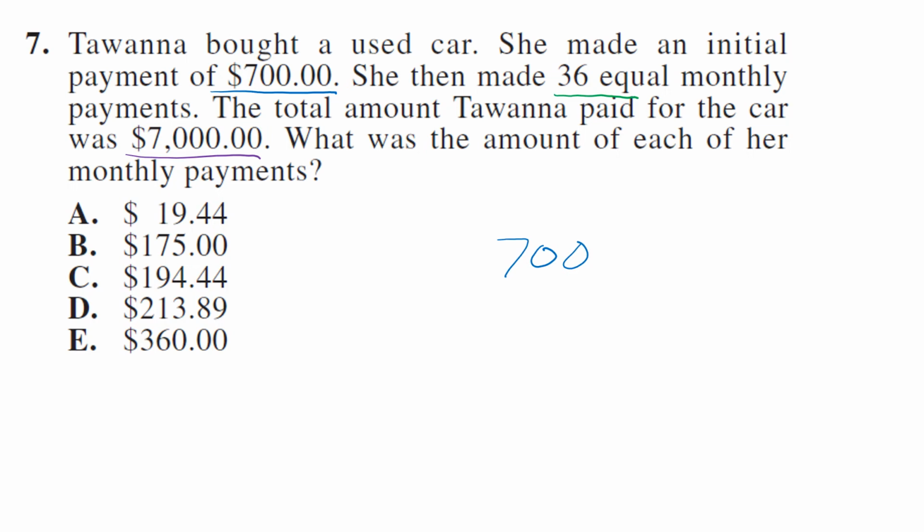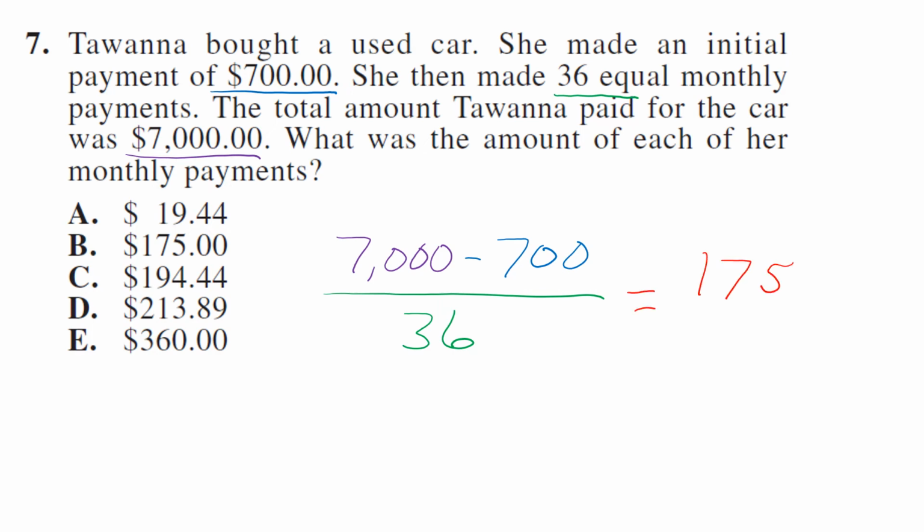Okay, so let's figure out how much she owed initially. So it was $7,000, but then she paid 700 as a down payment. And then we're going to divide that by 36 months. Whatever's left, divide by 36. So 7,000 minus 700 is 6,300. Divide that, and our total is $175 per month. So B.